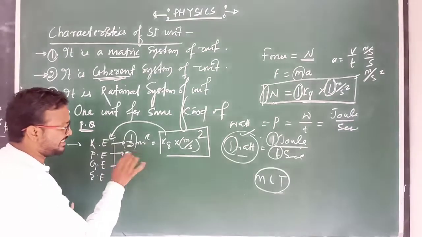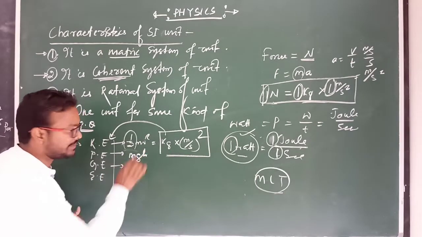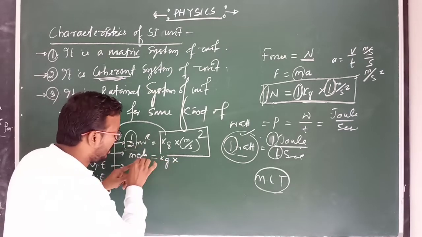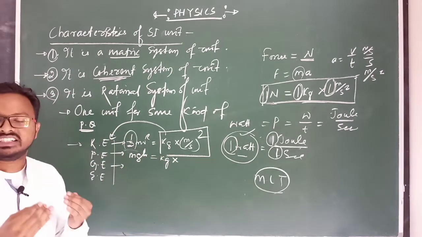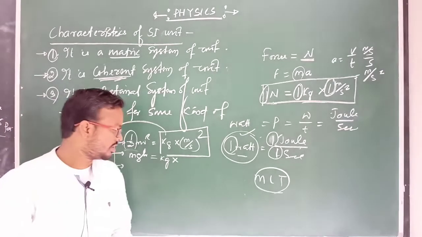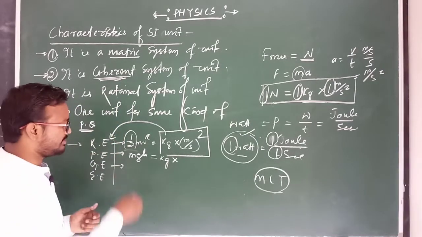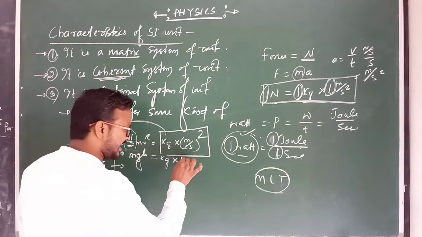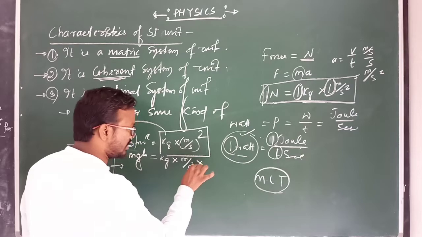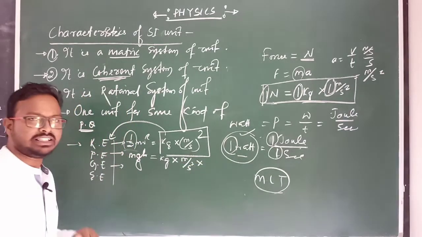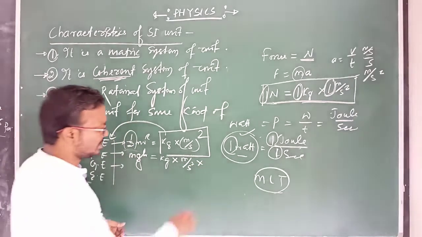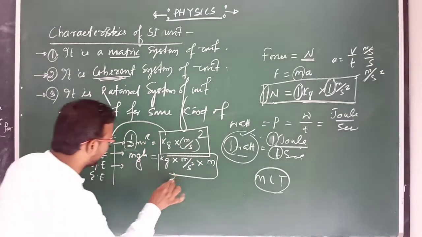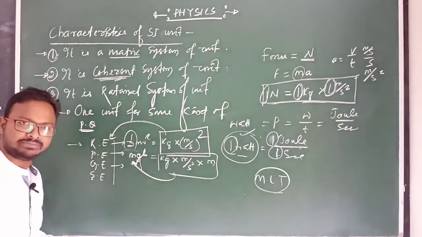Similarly, you know the potential energy formula, that is mgh, and m means mass, so we write kg into g. G is acceleration due to gravity, which we will discuss in your gravitation chapter. So you have to remember this concept here, g is acceleration due to gravity, and its unit is meter per second square, into h. H means height from the reference level. Here height is measured in meter. So these are the units of the potential energy.